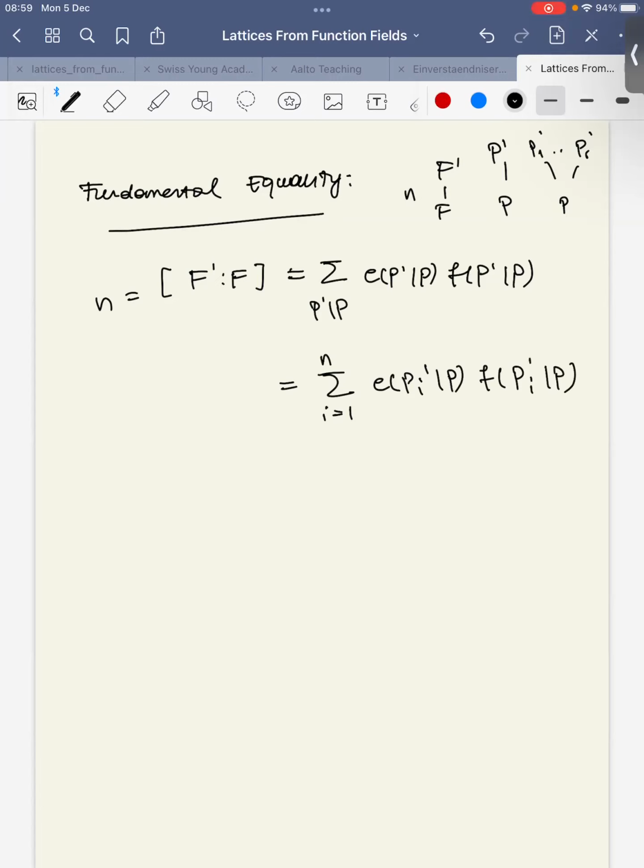And in the next lecture, I will introduce some basic notions and basic definitions for the lattices and the invariants. And then later on, we will define what are called function field lattices.